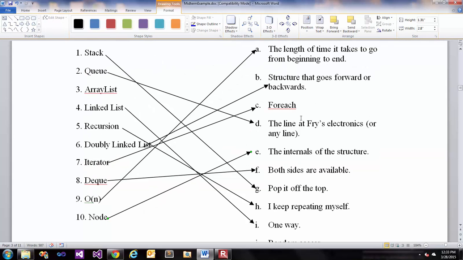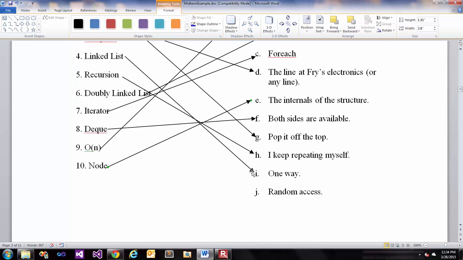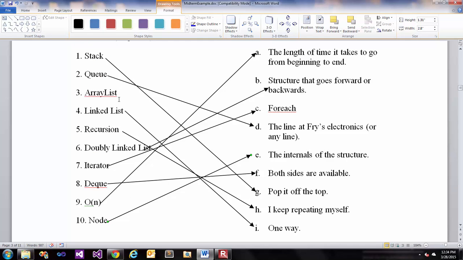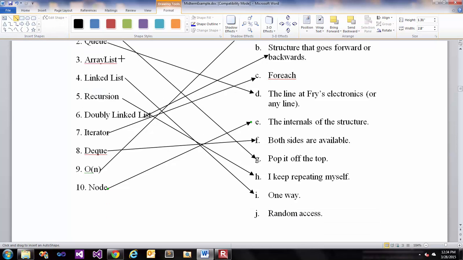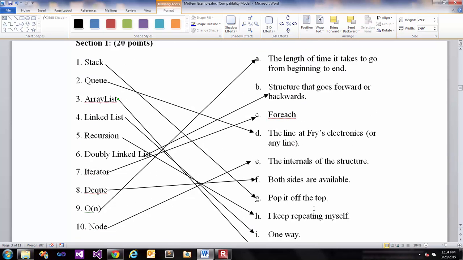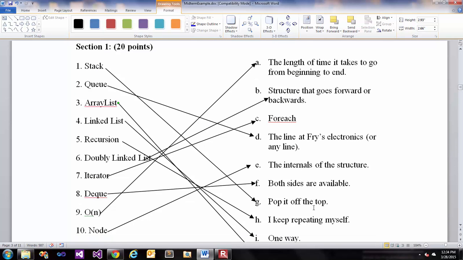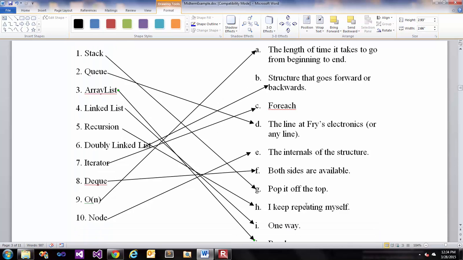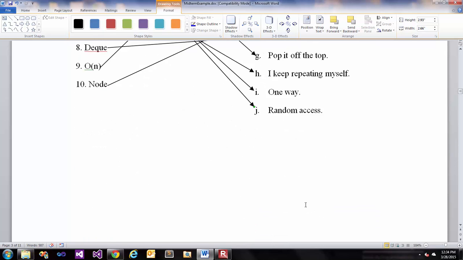So if we go through here, A, B, C, D, E, F, G, H, and I are all covered, which means random access is array list. Since array list is based off of the array, we do get random access at a cost of O of 1. So the best answer there for array list is random access. So here are our lines and everything for all the answers in this matching section.